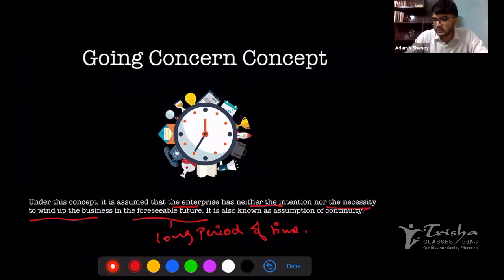So what we say is that once the business is there, we assume that the business goes on and on for a long period of time, and there's no intention of closing the business in the short run. There's no intention of liquidating or ending the business or closing down the business in the short run. That is the assumption made in accounting. We make that assumption.